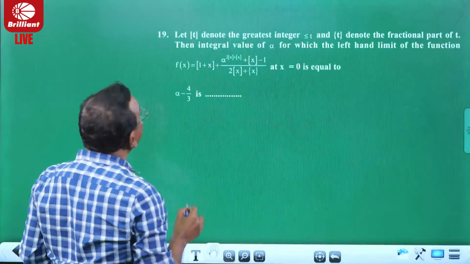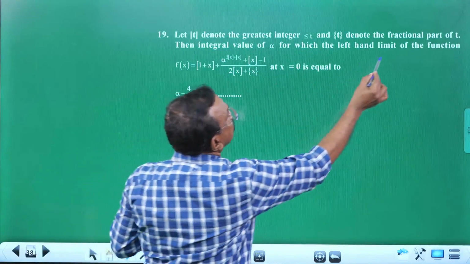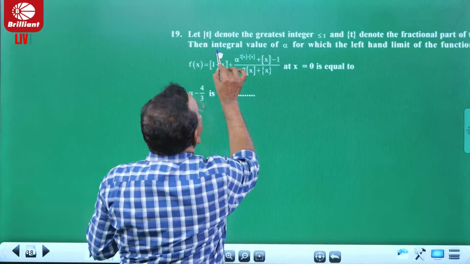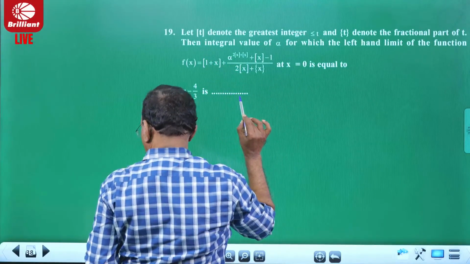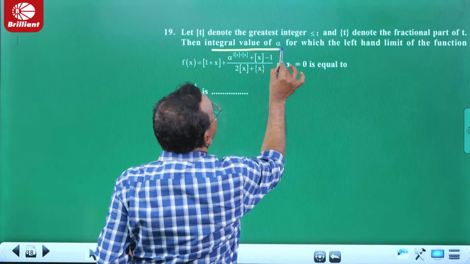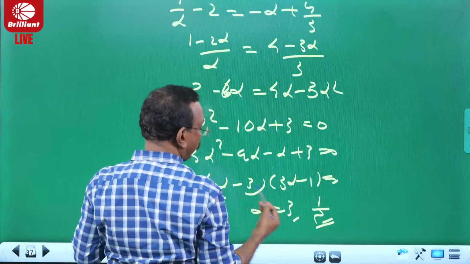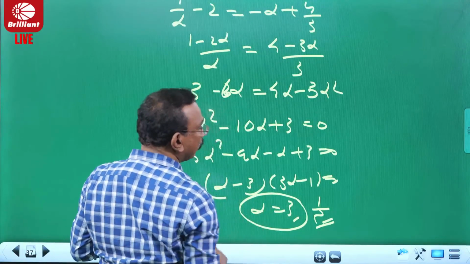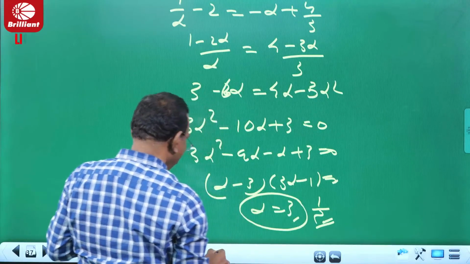Inside the question, it is given that it is a fractional part, and what is required is the integral value of α. Your requirement is the integral value of this α. So you come back to these two values. We can see α = 3 is the only integral value among them.